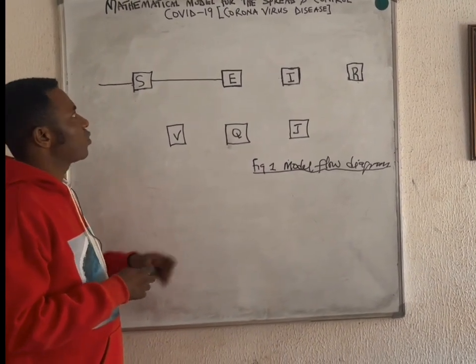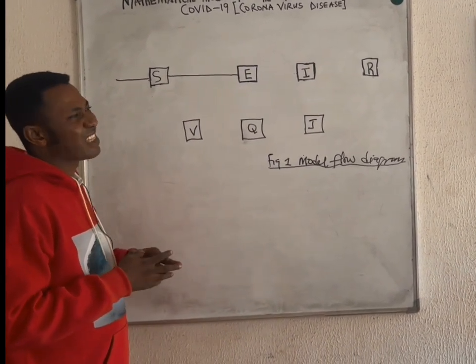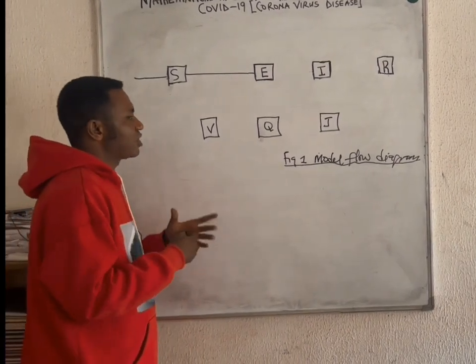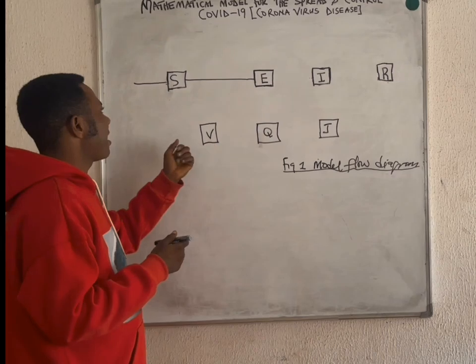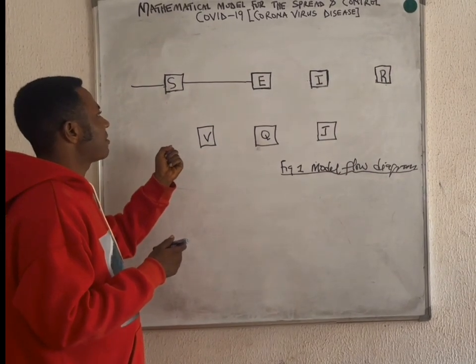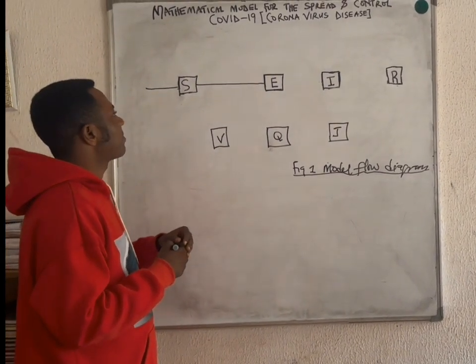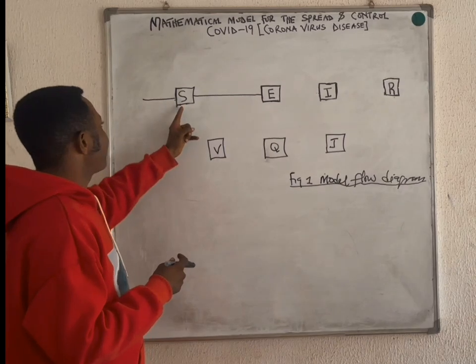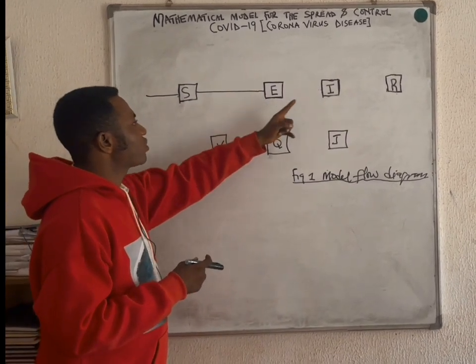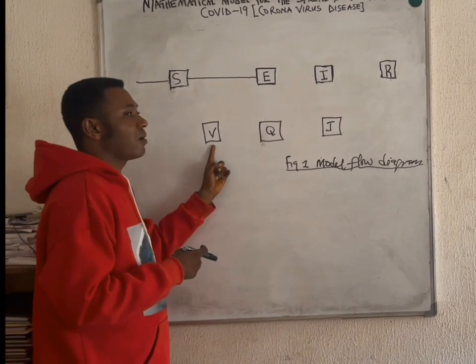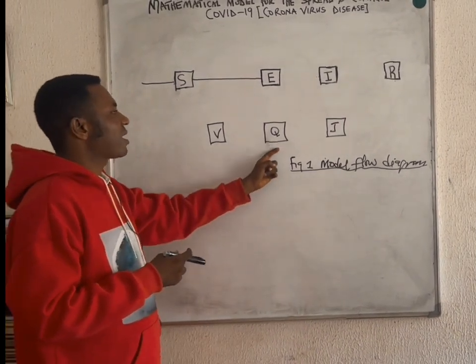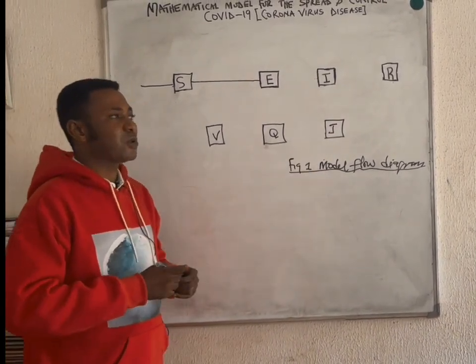And in today's class, we want to formulate a model for COVID-19 and how it spreads and then the control. Now, we will start from the model flow diagram, which has the susceptible, the exposed, the infected, the recovered, the vaccinated, the quarantine, and the isolated.